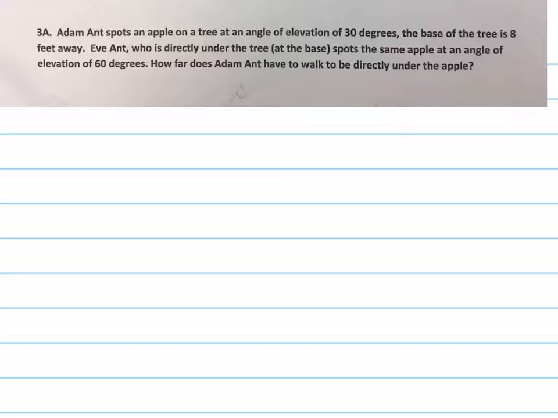All right, it says Adam Ant spots an apple on a tree at an angle of elevation of 30 degrees. So let's draw our ant, and here's a tree, and here's an apple.